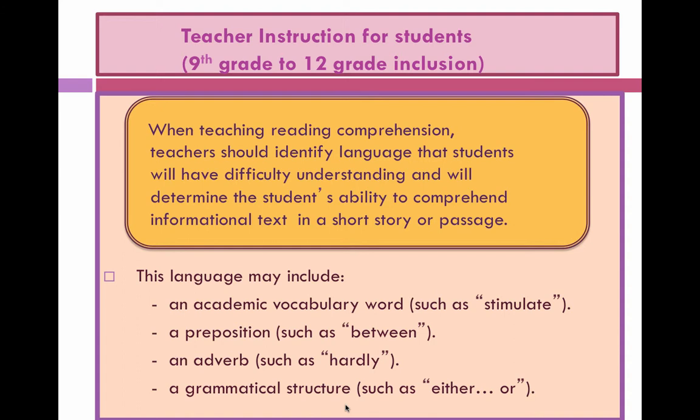Teacher instruction for students grades 9th grade to 12th grade inclusion. When teaching reading comprehension, teachers should identify language that students will have difficulty understanding and will determine the student's ability to comprehend informational text in a short story or passage. This language may include an academic vocabulary word such as stimulate, a preposition such as between, an adverb such as hardly, a grammatical structure such as either or.